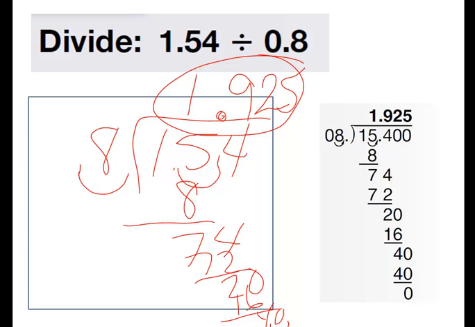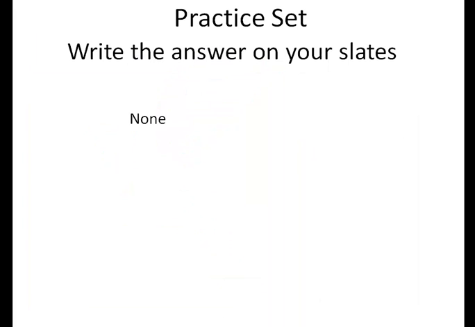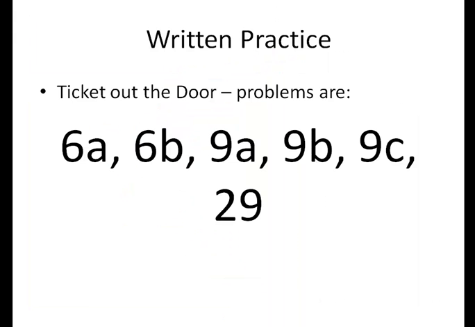All right. Hopefully you did it right the first time and were wondering why I was doing it wrong. We have no practice sets. There's your tickets in the door: 6A, B, 9A, B, and C, and 29. If you have any questions, bring them to class with you. Thanks for watching the video, and we'll see you tomorrow in class.